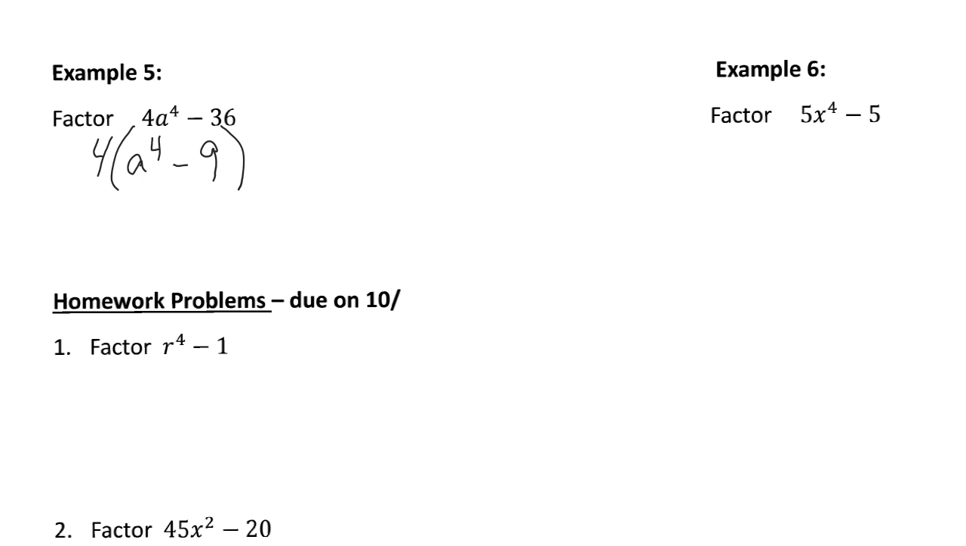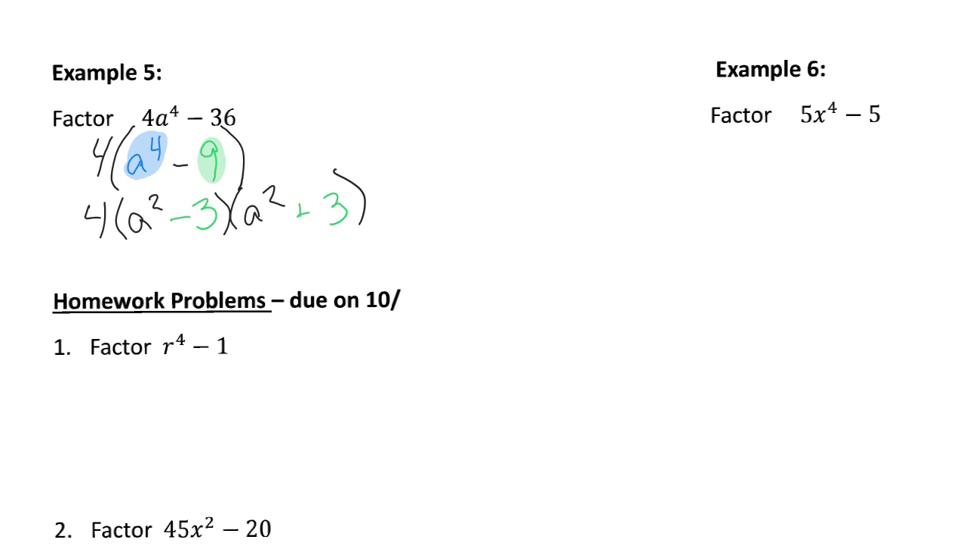Okay, so now we have some value that's a little higher. We have an a to the 4th. If I have a to the 4th, what's the square root of that? Hopefully you're saying it's a squared. Okay. And now we have, what's the square root of 9? It's going to be 3.